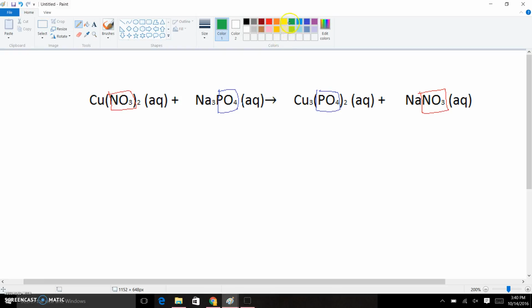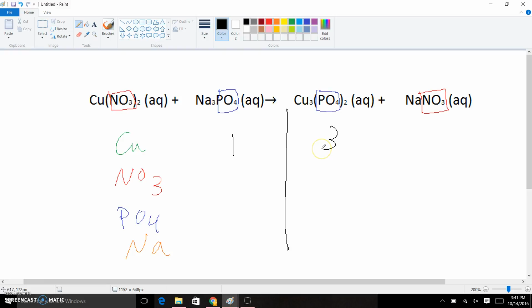So let's give it a start. I've got Cu, I have nitrates, I have phosphates, PO4s, and I have sodiums. And I'm going to look at how many of each that I have. For my coppers, I have 1 copper on the left and 3 on the right. My nitrates, I happen to have 2 nitrates on the left and 1 nitrate on the right. Phosphates, I have 1 phosphate on the left and 2 phosphates on the right. And my sodiums, I have 3 on the left and 1 on the right. So clearly that's not a balanced equation because I don't have the same numbers on both sides.